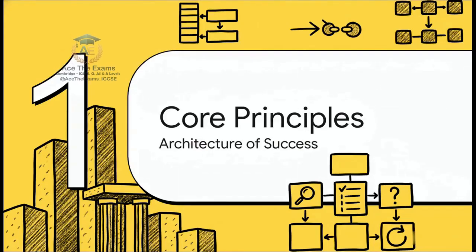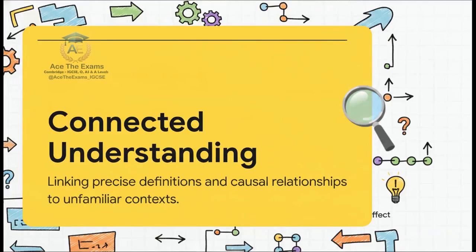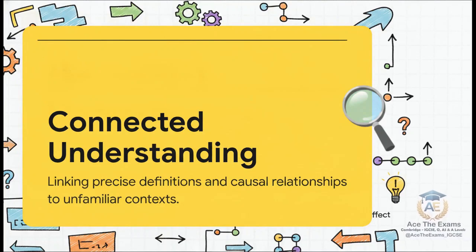Section 1. Core theoretical principles, where we build your architecture of success from the ground up. Building that architecture requires a total mindset shift. You have to stop viewing stacks, queues, and linked lists as just abstract concepts and start viewing them as highly specific tools designed to solve specific data flow problems. This brings us to a concept that Cambridge specifically calls connected understanding. They want to see your ability to link precise definitions and causal relationships to unfamiliar contexts.